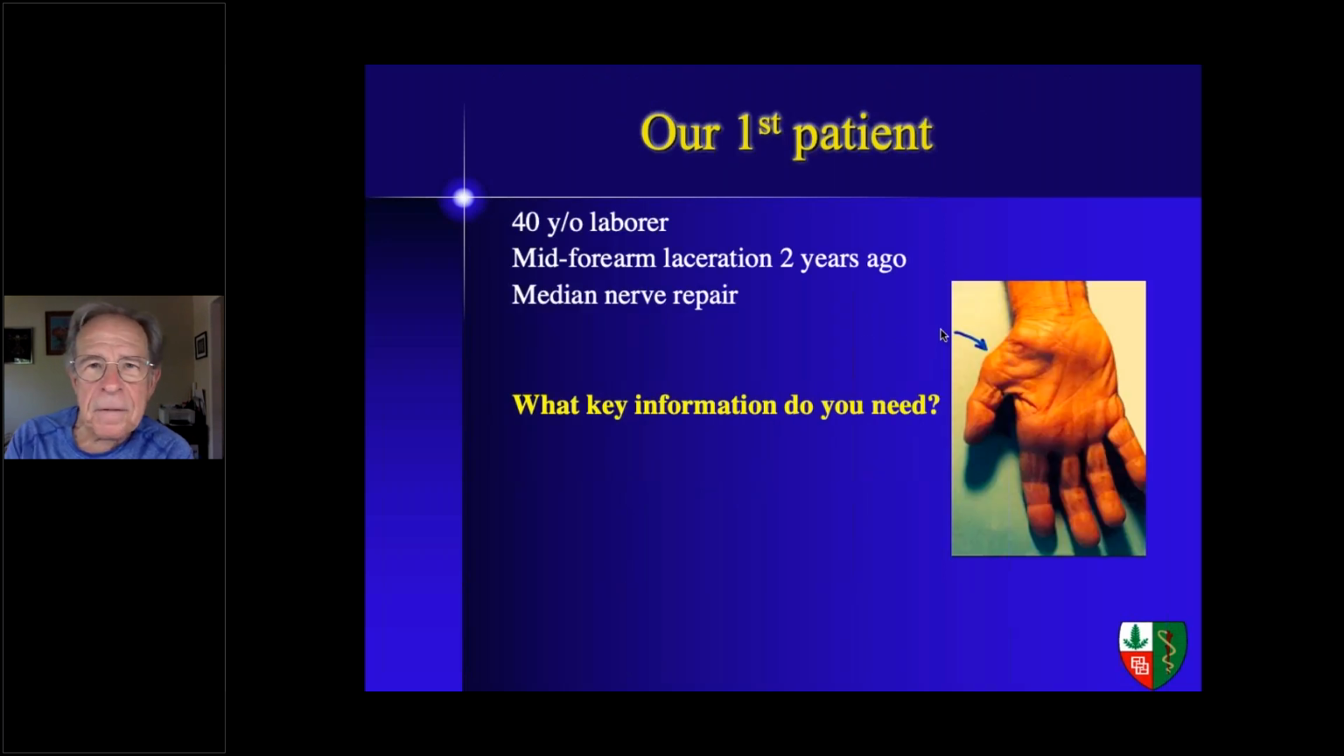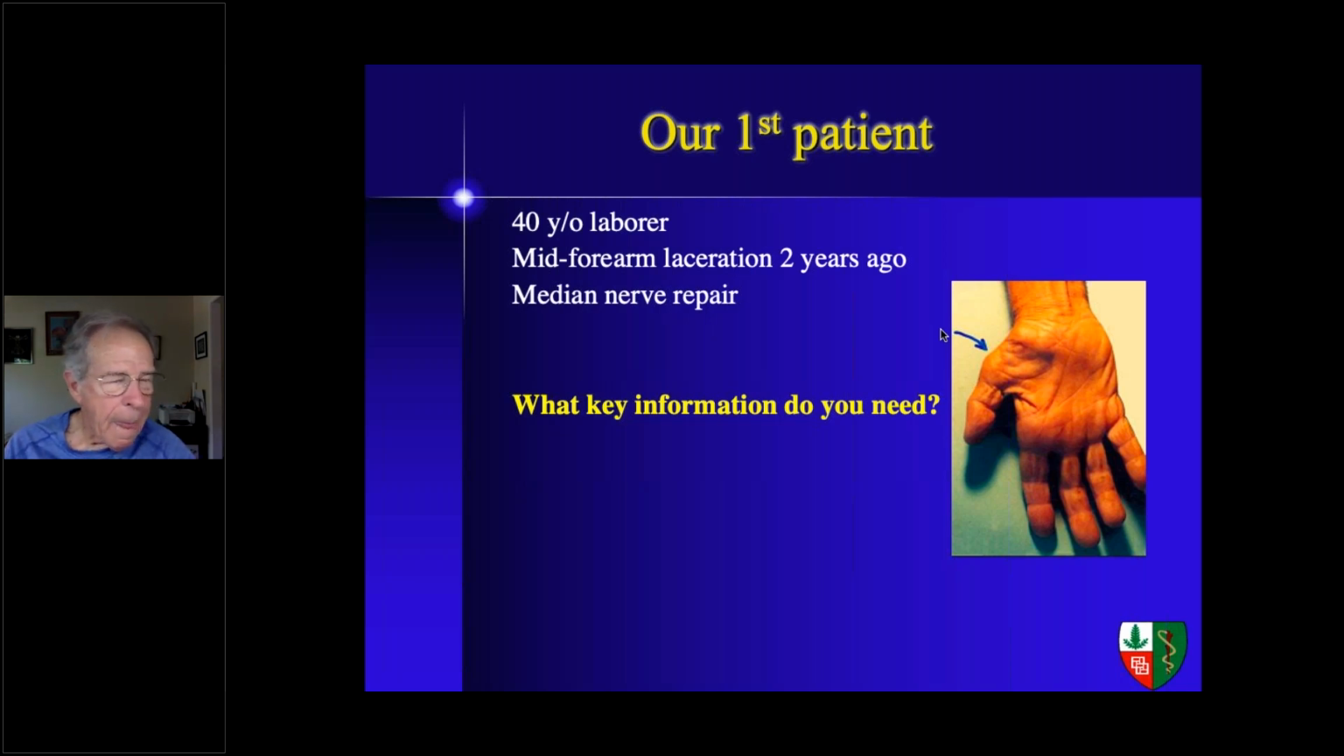So here's our first patient. He's a 40-year-old laborer. He had a mid-forearm laceration 2 years ago. He had a median nerve repair and has regained protective sensation. He comes to you asking what can be done. So, Danny, what key information do you need?